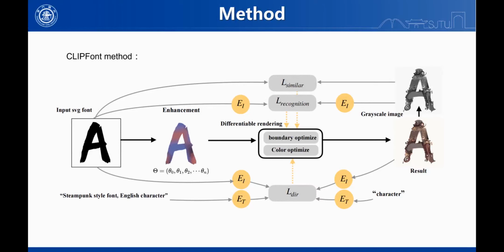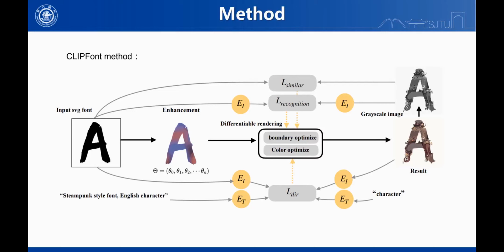In addition, vector polygon layers are stacked in the channel dimension to expand the parameter search space. Last but not the least, we apply a random color gradient to the input monochromatic font and divide it into multiple small polygons by color similarity. The loss function ClipFont uses has three parts, which are clip recognition loss, directional clip loss, and similarity loss.